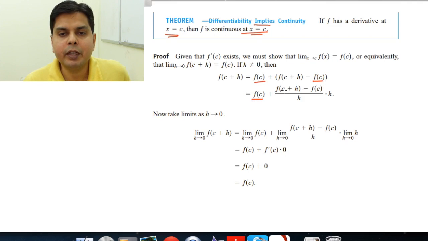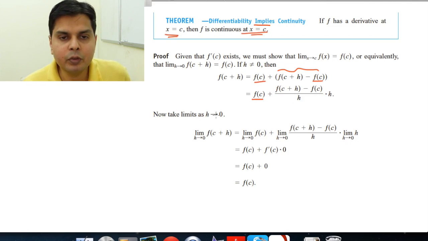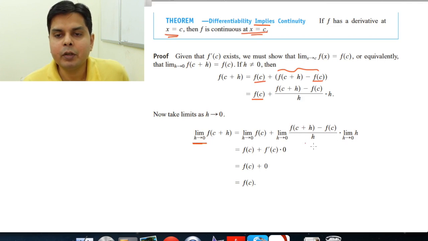So this f(c) will be here. Now I have divided by h and multiplied by h. So what I have written is that f(c plus h) is equal to f(c) plus this thing multiplied by h. Now take the limit as h tends to 0. On the left-hand side, limit h tends to 0 of f(c) will be f(c). Now you see what will happen to this thing. This is limit h tending to 0, f(c plus h) minus f(c), by h. Now this whole thing is f prime c.